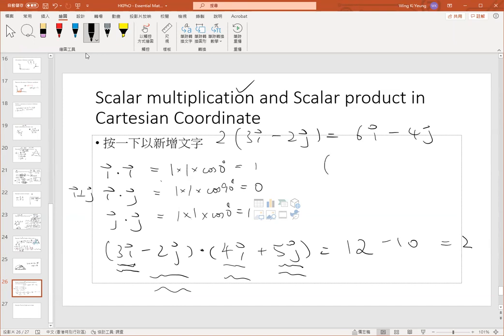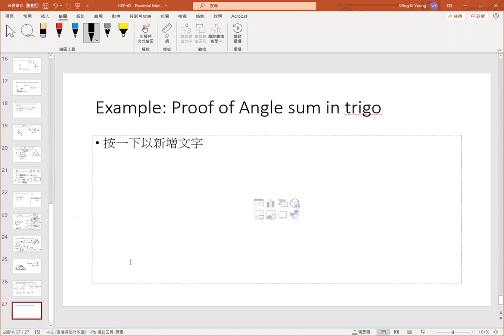So to make it simpler, okay? With a1 i plus a2 j dot b1 i plus b2 j, the answer becomes, you just need to multiply the terms: a1 times b1, and then plus a2 times b2. That's it, okay? That's how we do the scalar product in Cartesian coordinates. So I'll leave this one for next time.